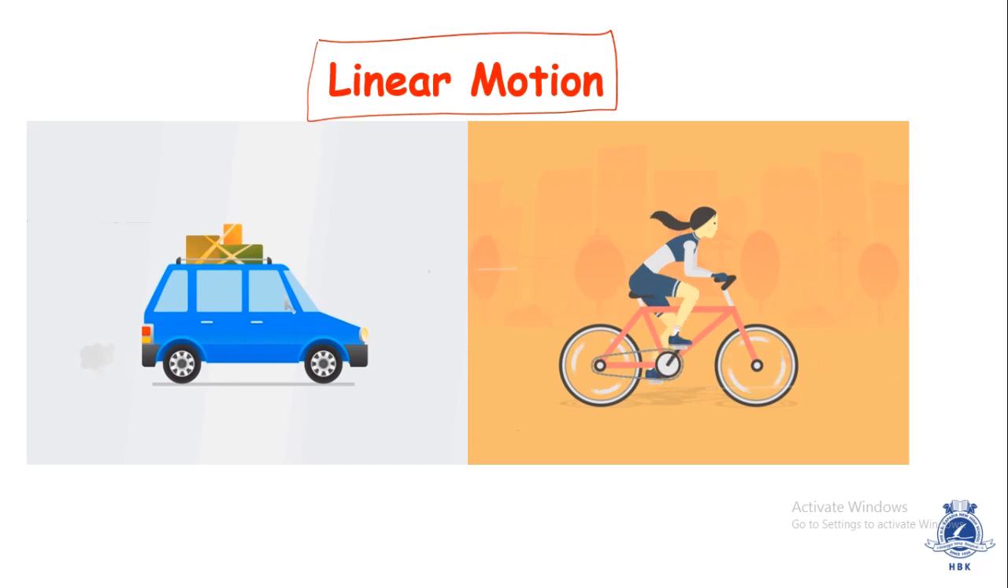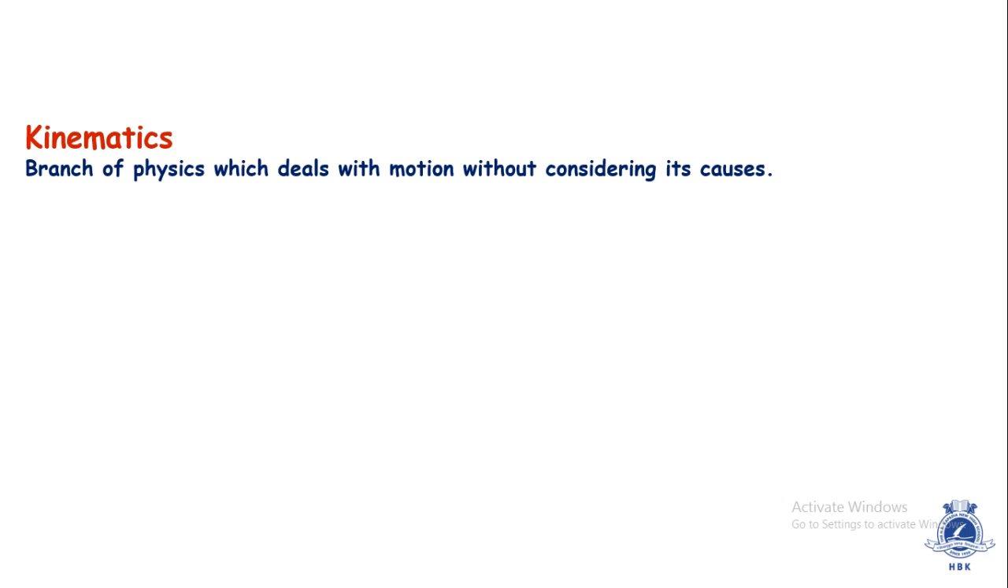This chapter is totally dedicated to linear motion. So let's see some basic definitions before starting this chapter. We have the definition of kinematics. Kinematics is a branch of physics which deals with motion. Of course, we have to study the motion in this case, but we are not going into the causes of the motion. So if we are studying the motion but not its cause, then it is called kinematics.